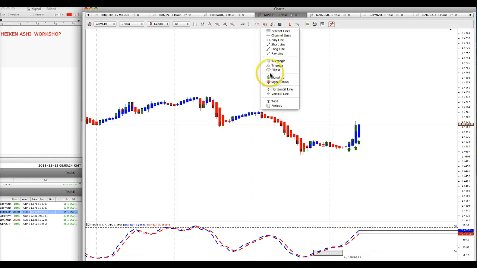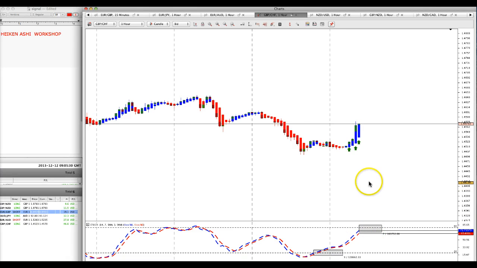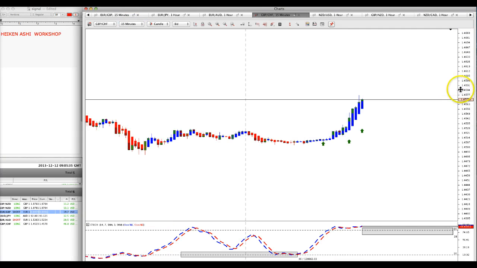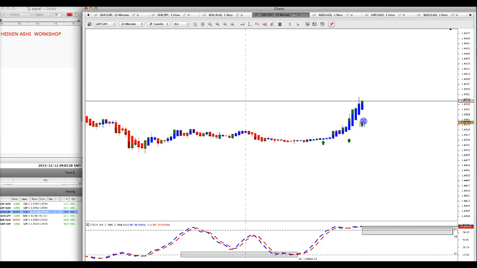Stochastics is very close to the 80 level, so I would start looking to exit this trade, and I would do that by looking at my 15-minute chart. As long as these candles are blue, there's no reason to get out of the trade. As soon as it starts turning red, then I would start exiting my position. But I can stay in this trade as long as these candles stay blue, as long as there's no shadows on the bottom. Having no shadows on the bottom just indicates how strong this movement is to the upside.